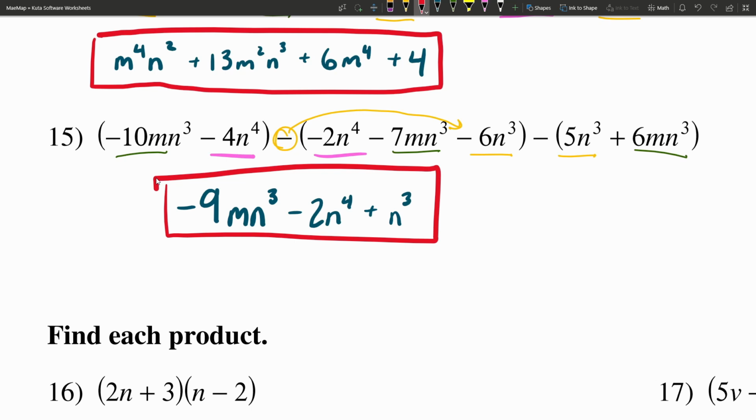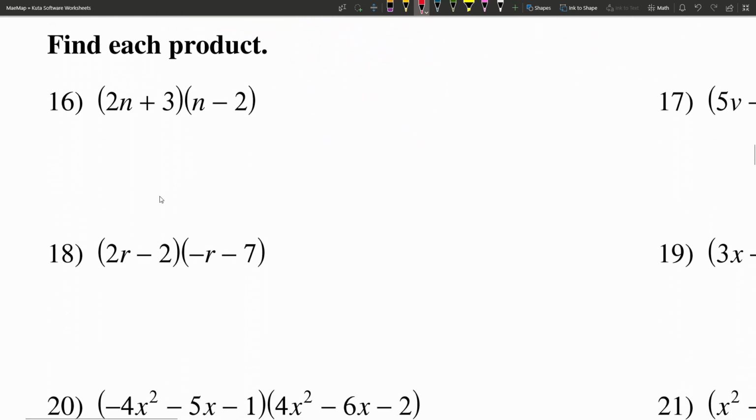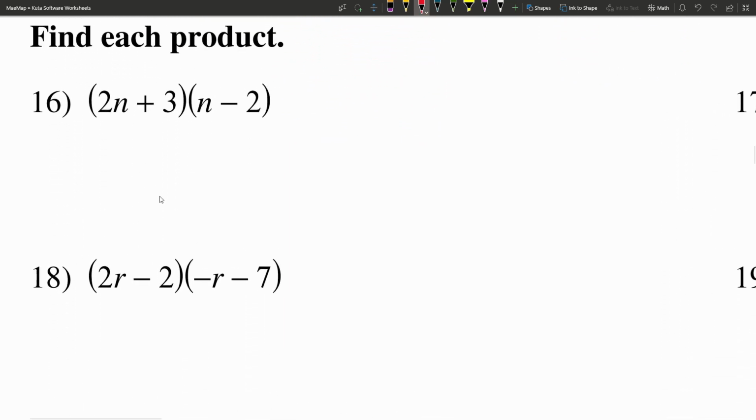But now we're going to move on to our next set of directions where it states to find each product. So we just did operations with addition and subtraction, combining those polynomials, and now we're going to be multiplying polynomials. So here we have number 16, multiplying two binomials. This should be fairly familiar by now. It's the distributive property, FOIL. First, outside, inside, last.